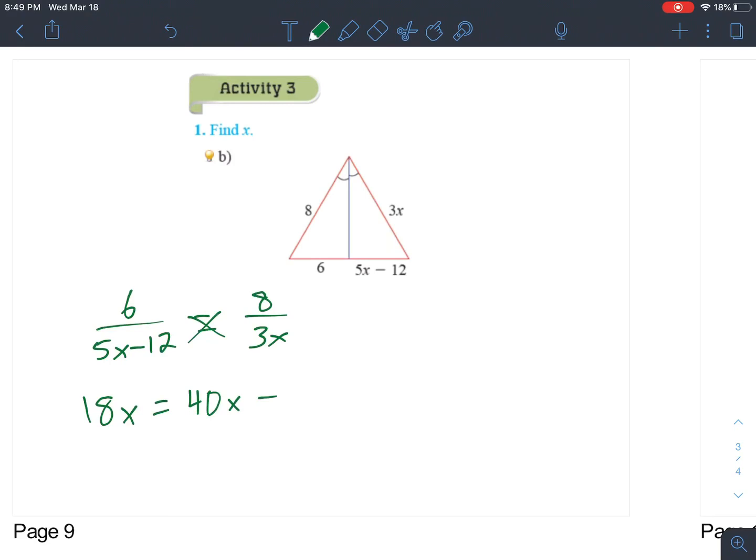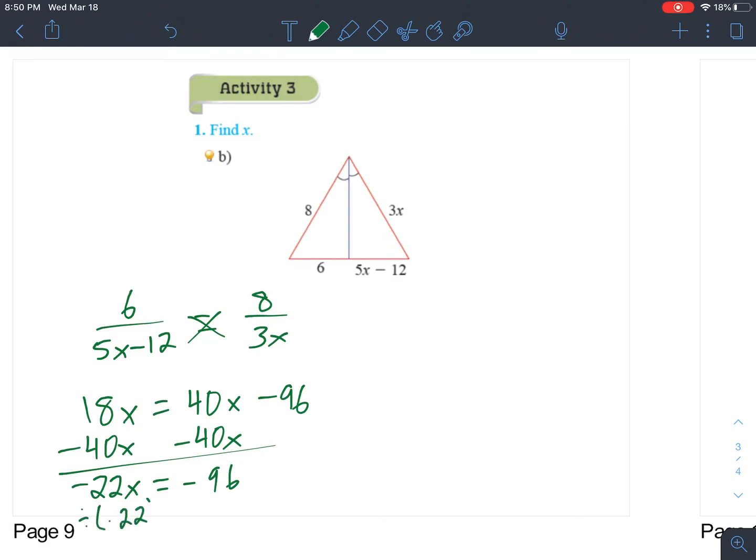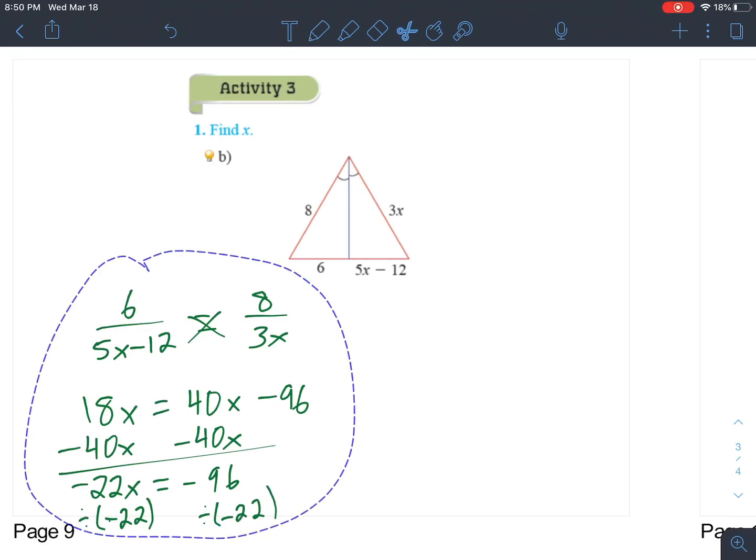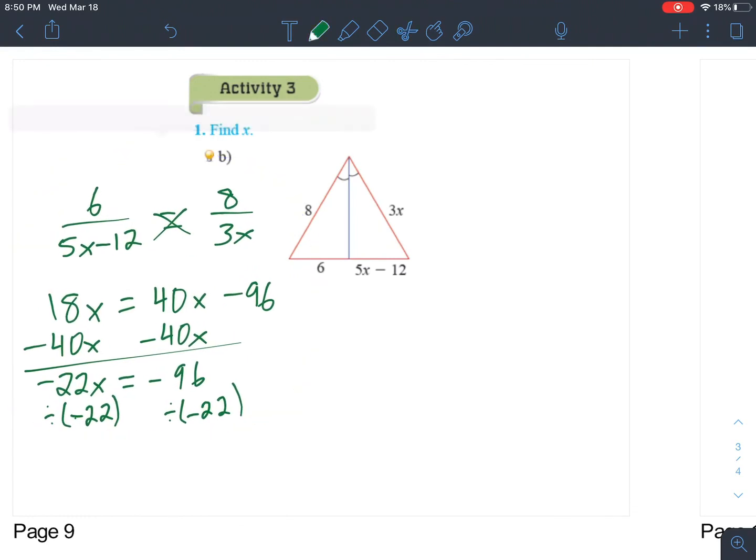We cross multiply, we're going to get 18x equals 40x minus, and let's see, I can do this, 96. We need to subtract 40x from both sides. We're going to get negative 22x, I should say, equals negative 96. And these are not going to divide evenly, unfortunately.